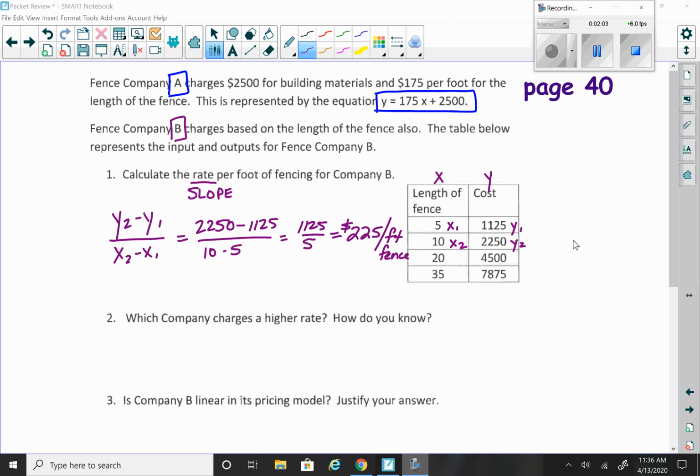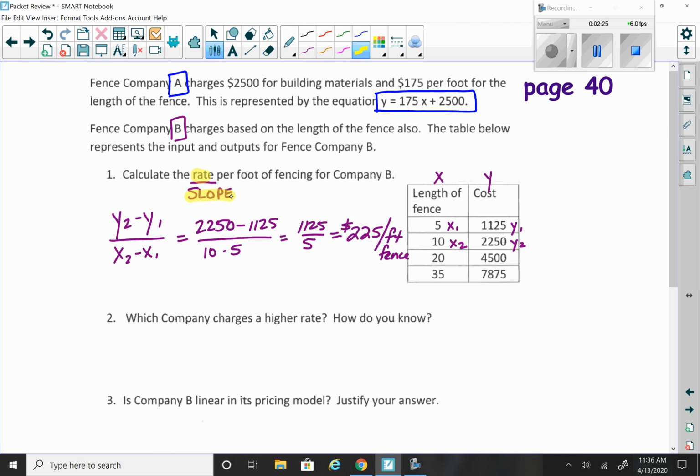So checking your slope value, again, I plug the numbers into the slope formula. You should know the slope formula. If not, make sure you have it written down somewhere. As I plug in the numbers, I came up with 1125 over 5, which in my calculator gave me $225. So that's the cost per foot of fence. That's their rate or rate of change or slope.